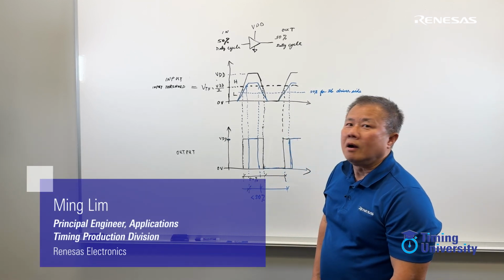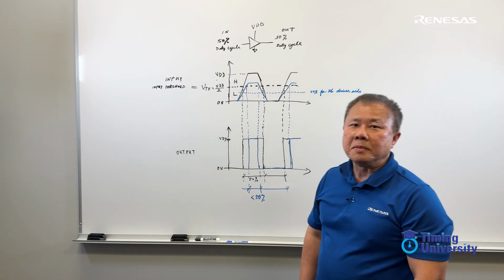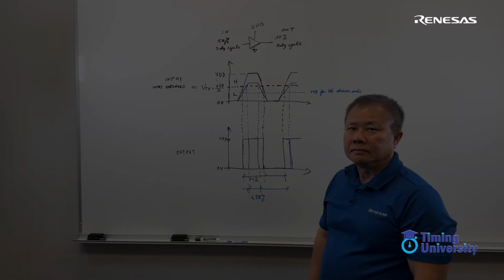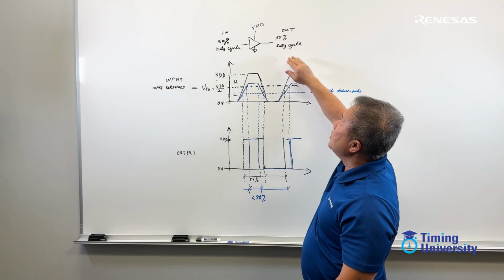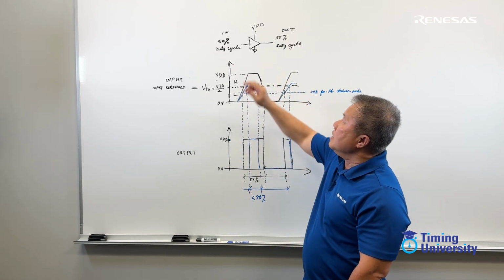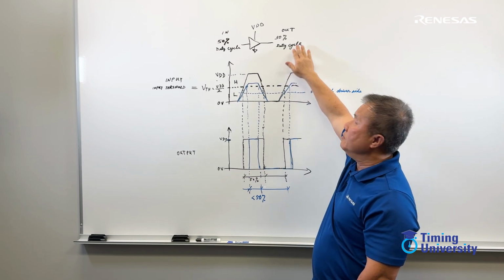In this video, we're going to discuss duty cycle on a high-speed single-ended clock buffer. For a simple clock buffer, the output duty cycle highly depends on the input duty cycle. If the input duty cycle is 50%, the output duty cycle should be about 50%.